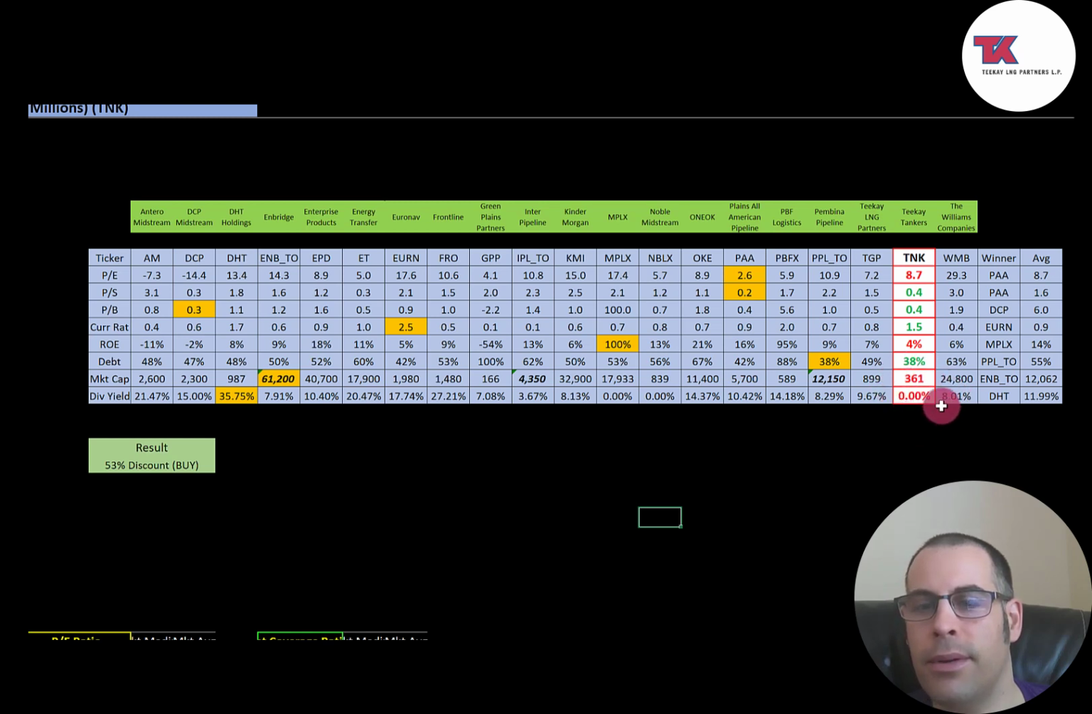They're 0% dividend yield. And the main reason people invest in oil and gas midstream companies is for the dividends. They're not investing for the appreciation of the stock. To summarize, they're trading at a 53% discount.